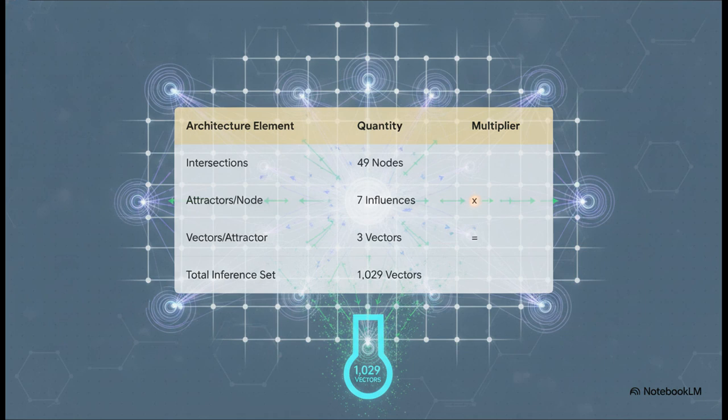Okay, I absolutely love the math on this because it's just so elegantly structured. Let's break the numbers down together. We start with our 49 nodes, those exact coordinate intersections we were just talking about. Now, inside every single one of those 49 nodes, there are 7 attractor influences at play. And for every single one of those 7 attractors, there is a specific 3-vector triplet operating. So, 49 times 7 times 3. That gives us our total operational capacity, the 1029-vector inference set. That exact mathematical scale is the entire cognitive bandwidth of our tuning fork.